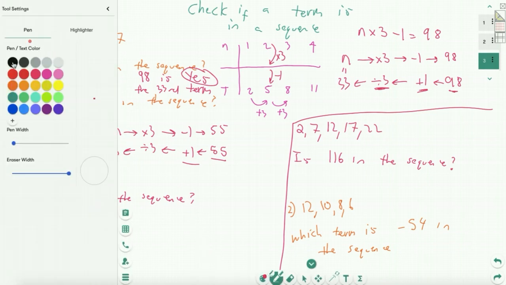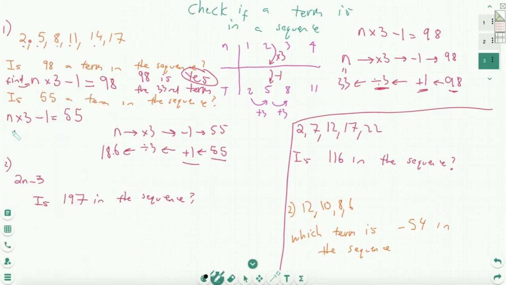So basically, 55 is the 18.6th term. Can you have 0.6th of a term? No. It's like babies. You can have one baby, you can have 2 babies, you can't have 1.6 babies. It's impossible. So the answer is no. 55 is not in the sequence because you can't have a 0.6 of a term. So the answer is no.